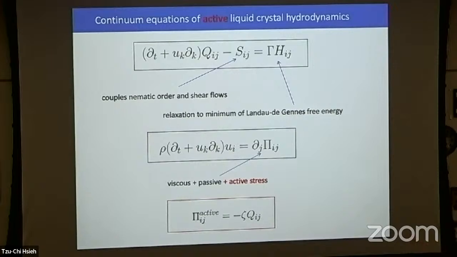That moves you from extensile to contractile. It just changes the sign of those little dipoles.